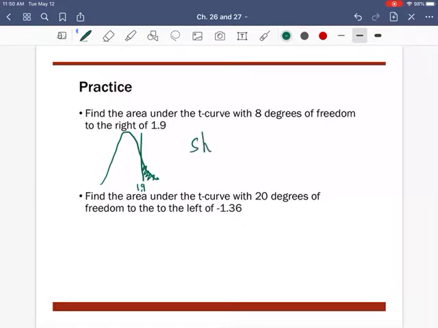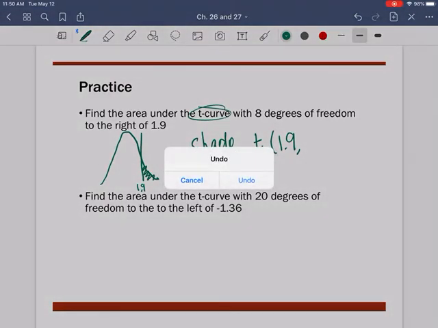Sorry, I don't know why that looks so bad. Let's try that again. Okay. To the right of 1.9. So we're going to do shade T instead of shade norm because it says t-curve. To the right of 1.9. So 1.9 to 10.